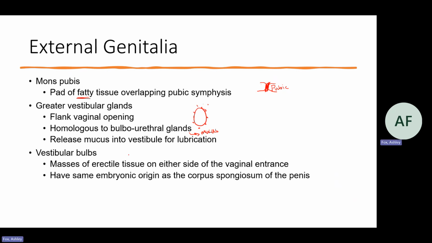You also have what we call vestibular bulbs. This is more erectile tissue other than the clitoris. It's on either side of the vaginal entrance, so you have erectile tissue here. That's going to be similar to the corpus spongiosum of the penis, so again we have similarities in where it originates. Corpus spongiosum, if you remember, surrounds the urethra in the penis and has cavernous spaces that can fill with blood, part of erectile tissue.